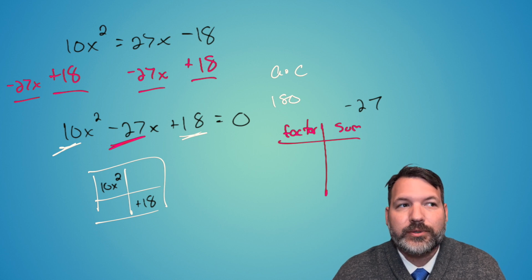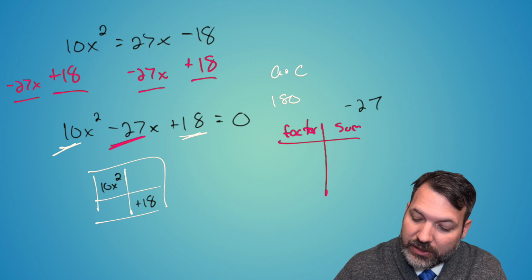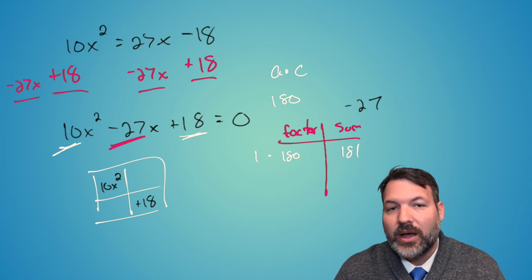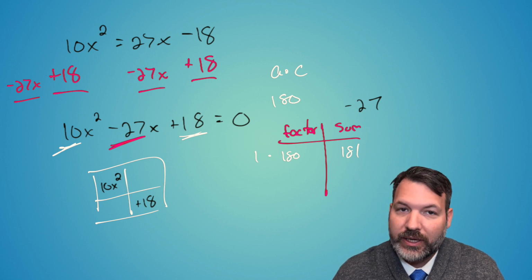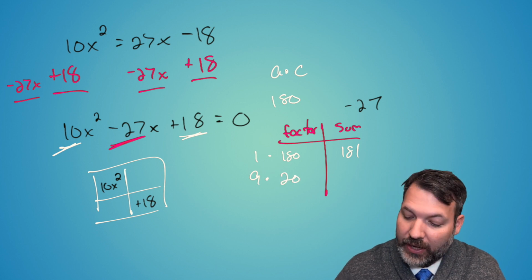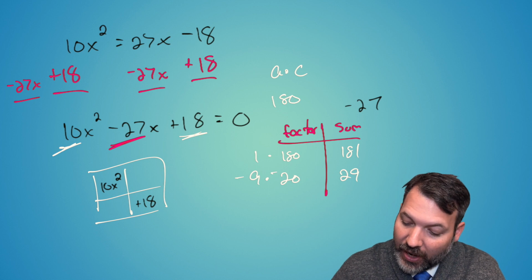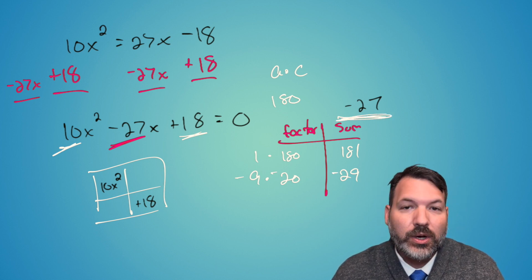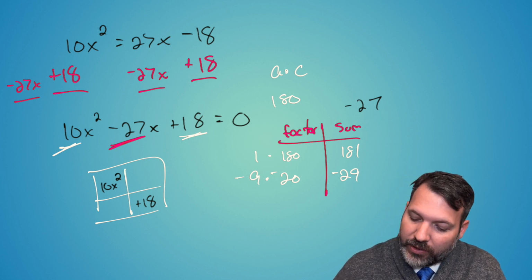Since they multiply up to positive 180, their signs need to be the same. So that could be something like 1 times 180. But clearly that sum is going to be way too large. So we need some numbers that are a little bit closer together. For example, 9 times 20, which is also 180, gets us pretty close almost immediately. Or I should say, negative 9 times negative 20 gets us to a sum of negative 29, which is quite close to the sum we want of negative 27. It's not quite what we need though, so I'm going to keep trying.